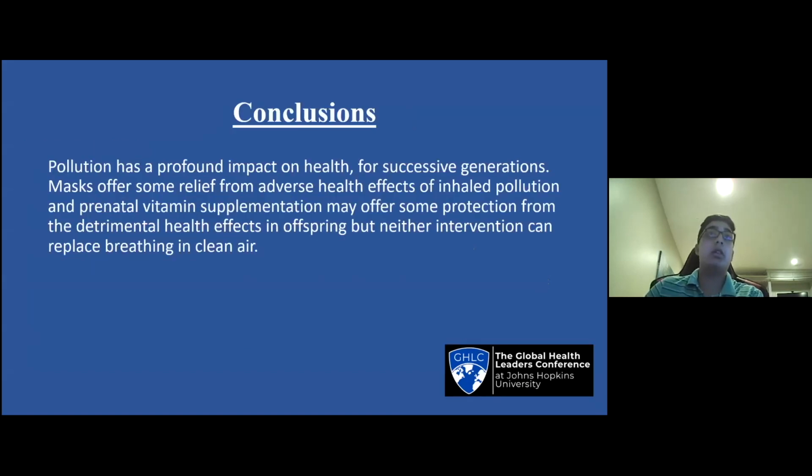I'd just like to conclude by saying pollution has a profound impact on health for successive generations. While masks offer some relief from adverse health effects of inhaled pollution, and prenatal vitamin supplementation may offer some protection from these detrimental health effects in offspring, neither intervention can replace breathing in clean air.